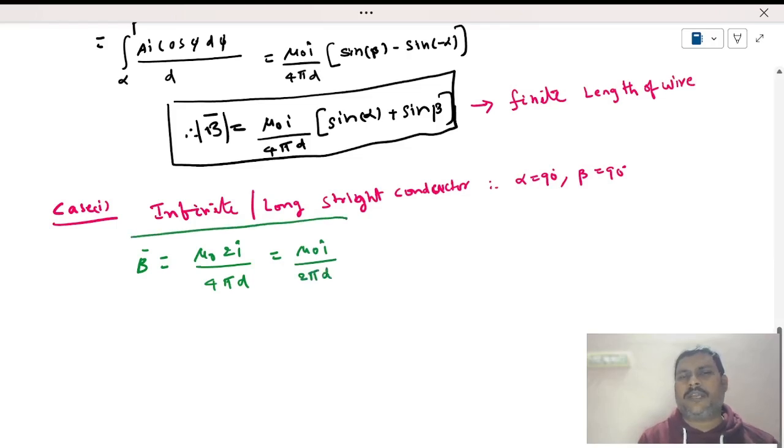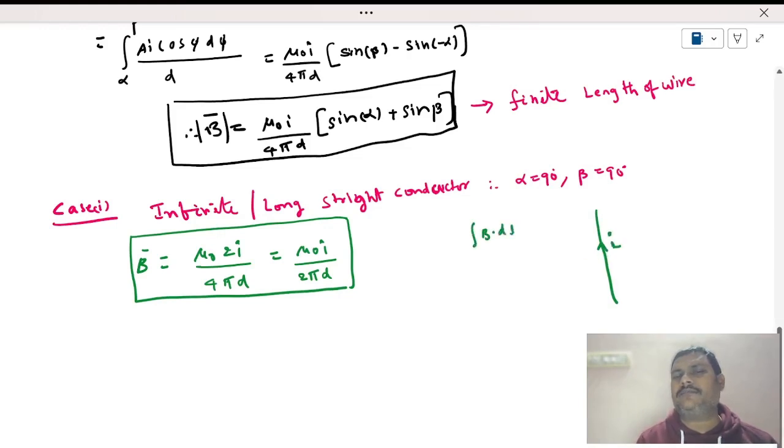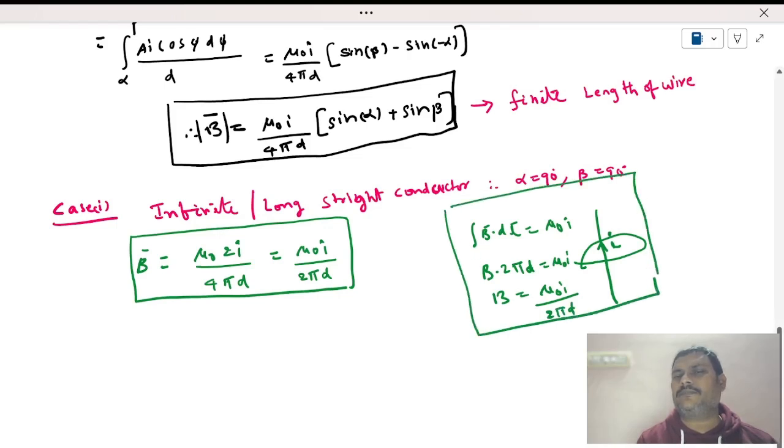This can be proved by Ampere's law also. For a straight, long wire which is carrying current, the integral of B dot dl is equal to mu naught into I. Here you have to take a circular Amperian circuit, so that will become B into 2 pi r, which is here d, equal to mu naught I. Therefore B is equal to mu naught I by 2 pi d. From Ampere's law also we can prove it. So now coming to the next case, case 2.